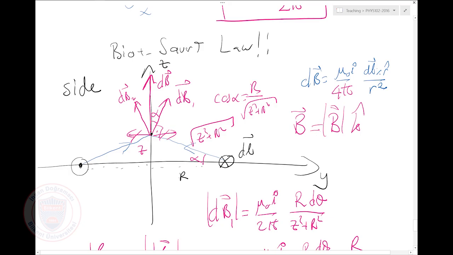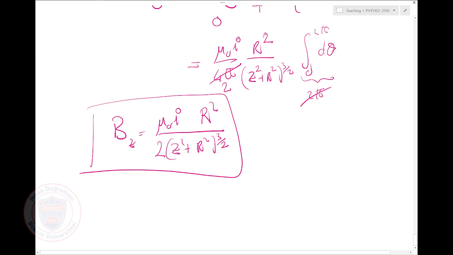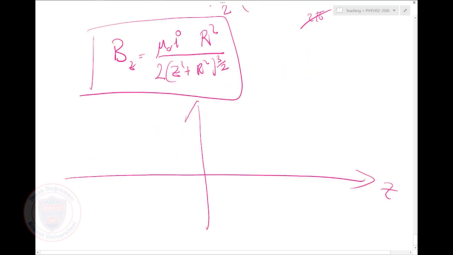Apparently that's how the magnetic field behaves as a function of z. I'd like to plot the magnetic field as a function of z. What does it look like? Where is its maximum? When z is equal to 0.